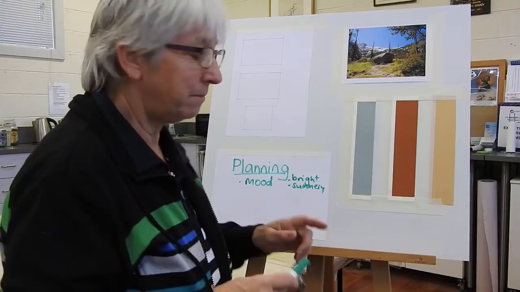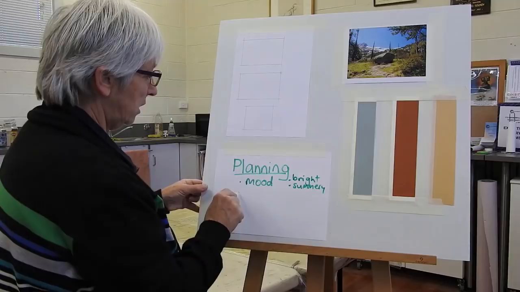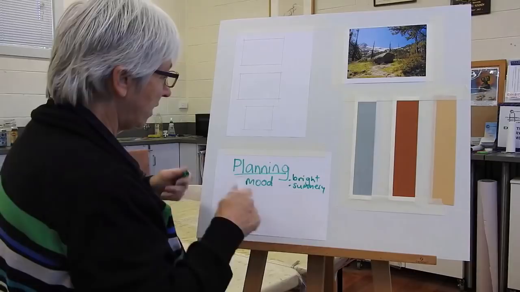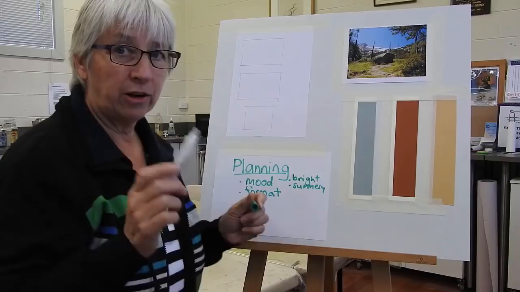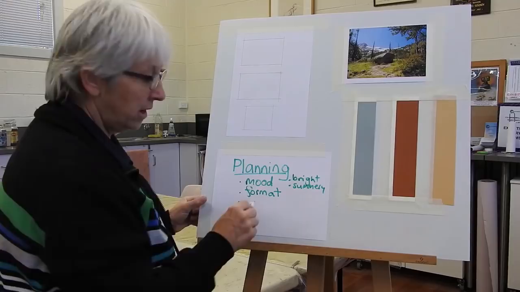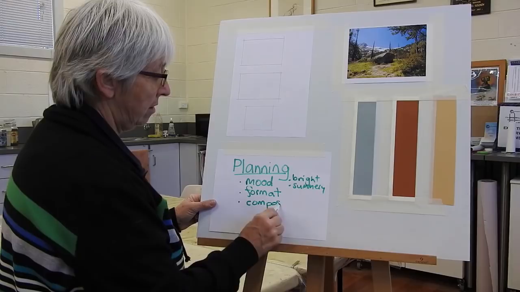The next thing I want to decide is how should I compose that. So first of all I'll decide on the format. Do I want it to stay in the format it is? And to do that I'm going to use the thumbnails and try it out. And after that I'm going to be wanting to know, are there any elements I need to move? So I'll look at the composition and try and sort that out before I start.